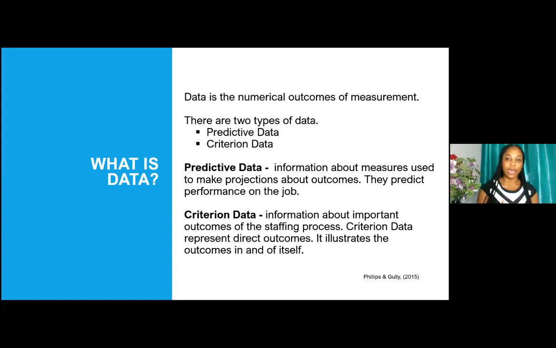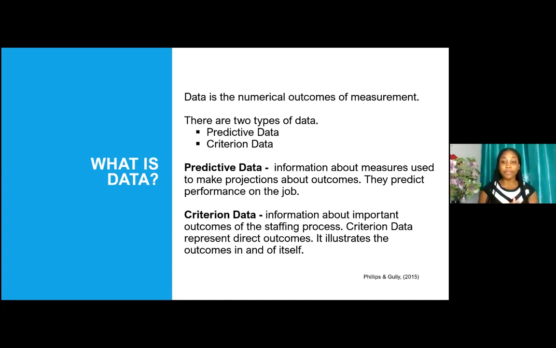And now we will look at what is data. And we see here where data is the numerical outcome of measurements. And there are two types of data. We have predictive data and we have criterion data. So for predictive data, predictive data is used to make projections about an outcome. They predict performance on the job.